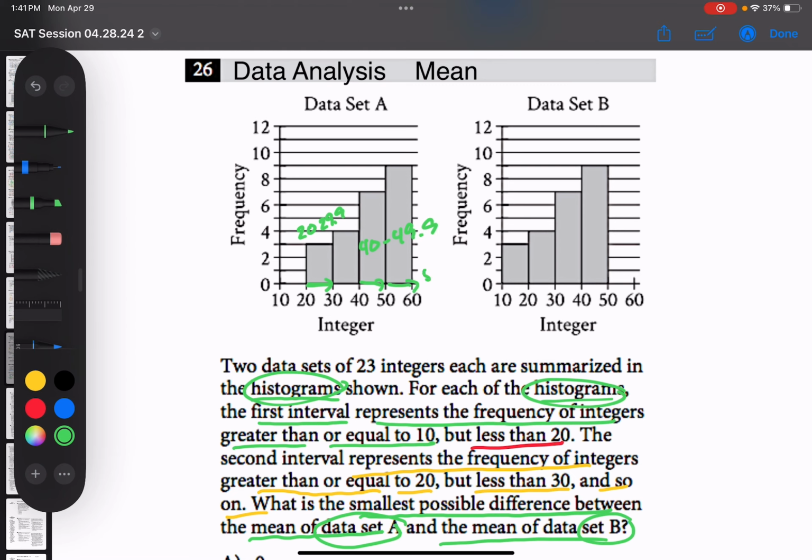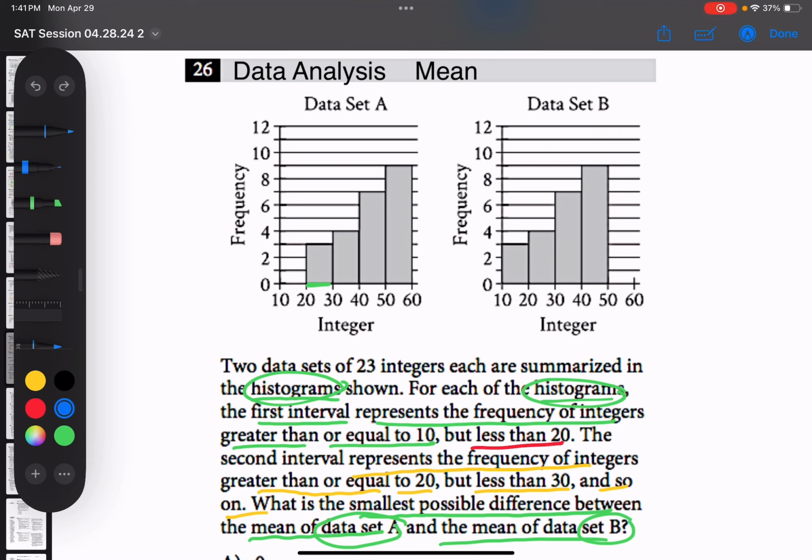And then I'll do the next bar. What is it going to be? The lowest number would be 50 all the way up to, you can't touch 60, it'll be 59.9. We cool? Just basic stuff about the numbers that sit within the histograms and their intervals. The same will apply to the other data set, the B bar graph. Are we cool so far?